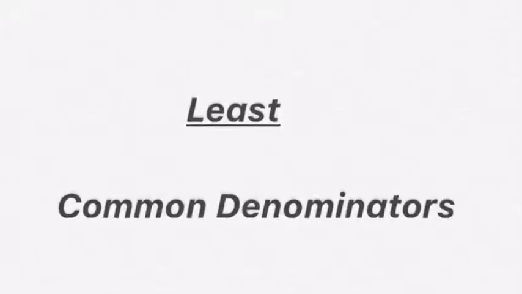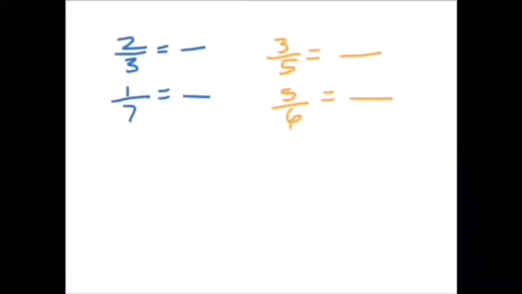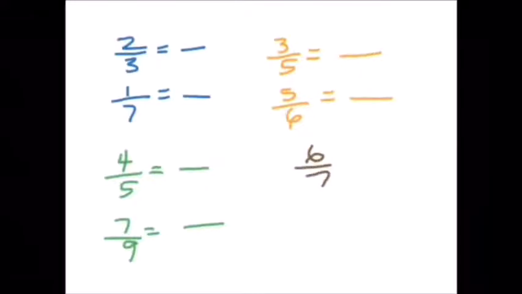Why don't we do a few where we're just going to figure out the least common denominators. We're not even going to worry about if we're adding or subtracting. All we're going to do is find some least common denominators. 2 over 3 and 1 over 7. Just to keep it interesting, I'll change colors. And maybe we'll do 3 over 5 and 5 over 6. Then how about let's do 4 over 5 and 7 over 9. And then finally let's do 6 over 7 and 8 over 9.